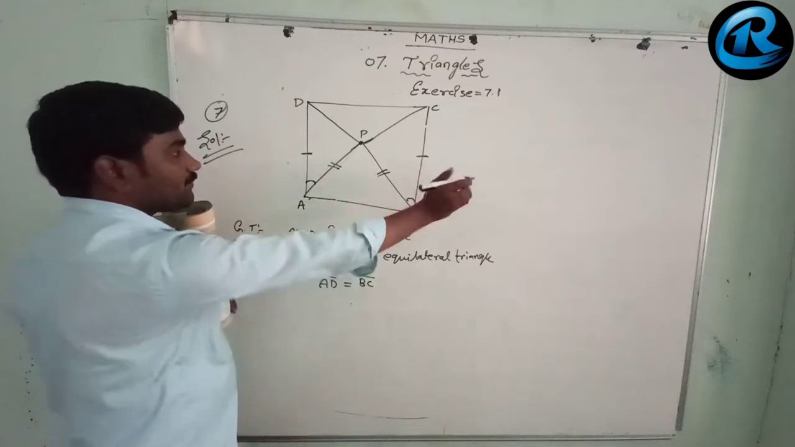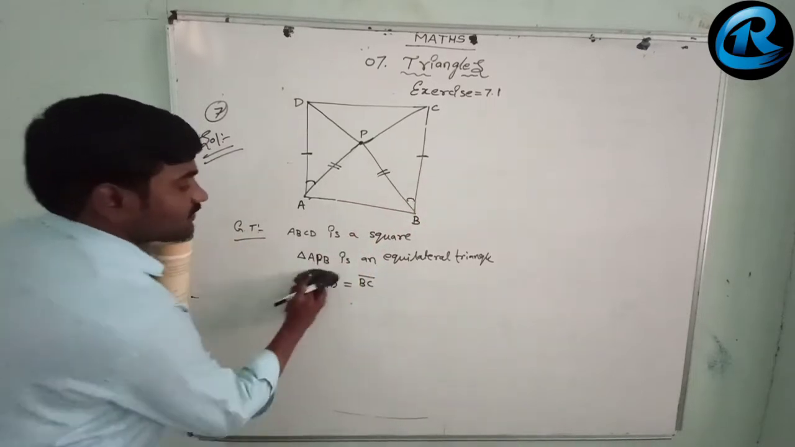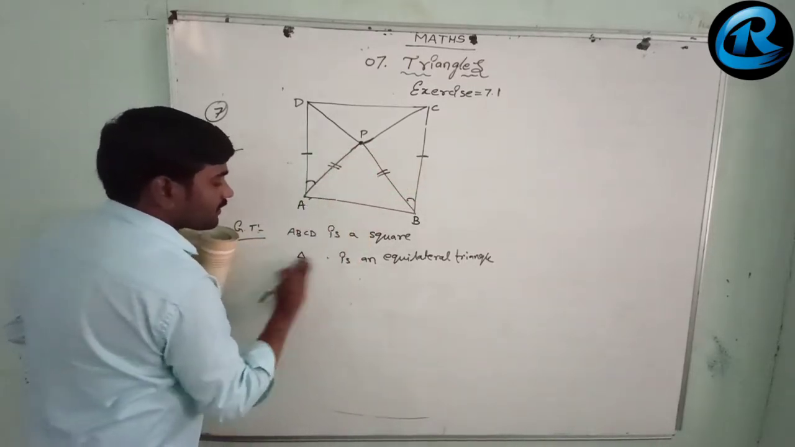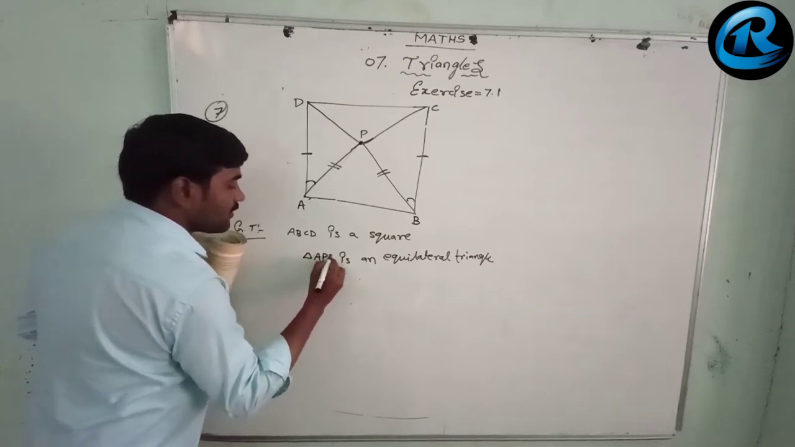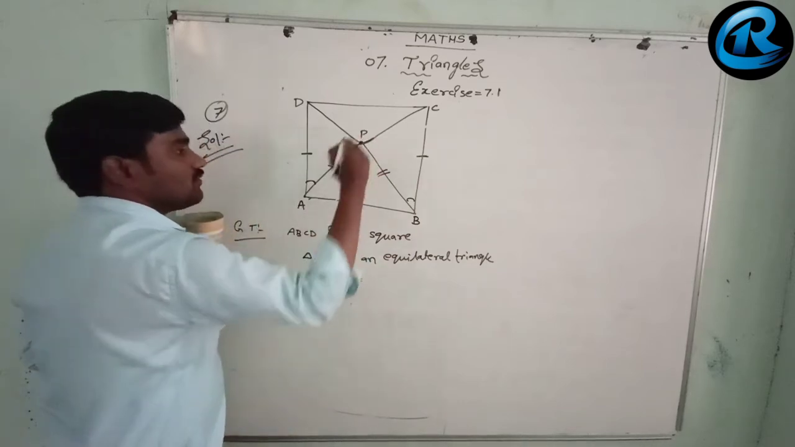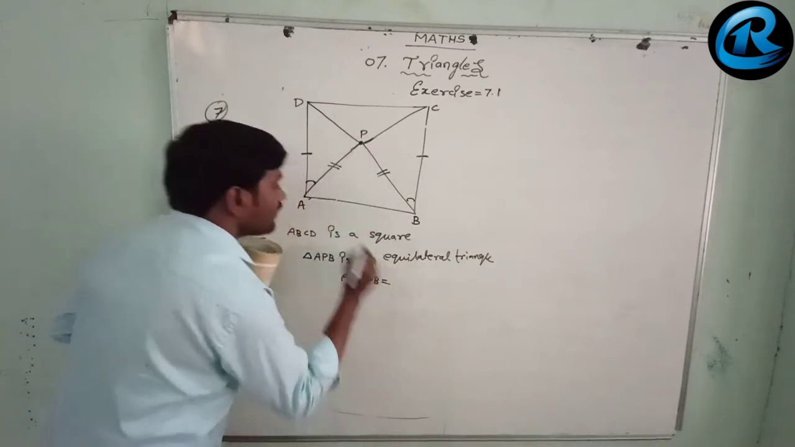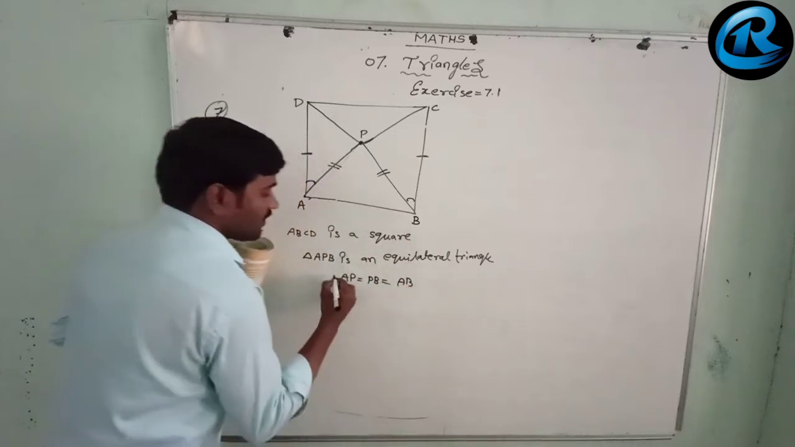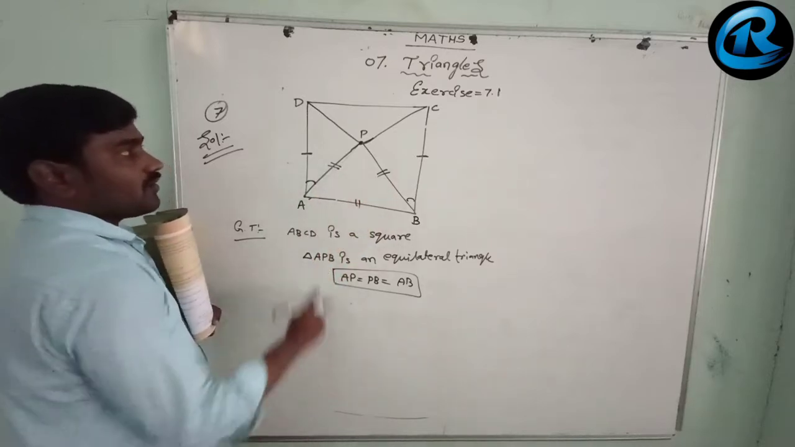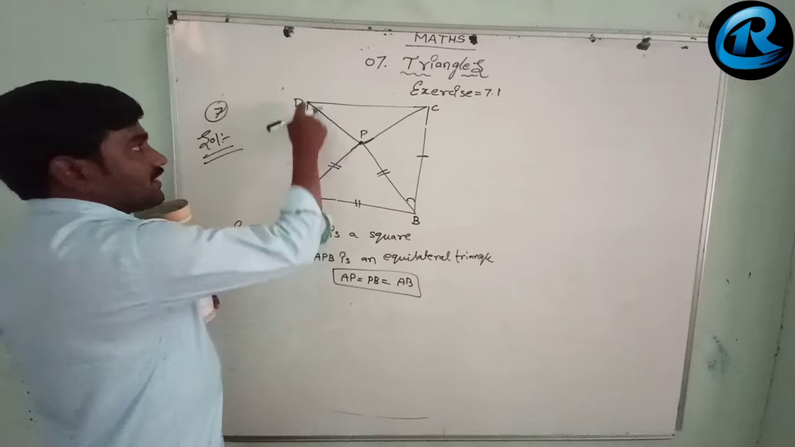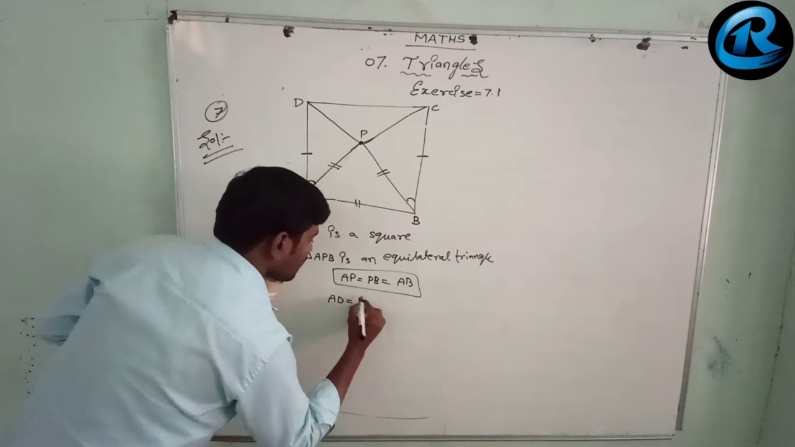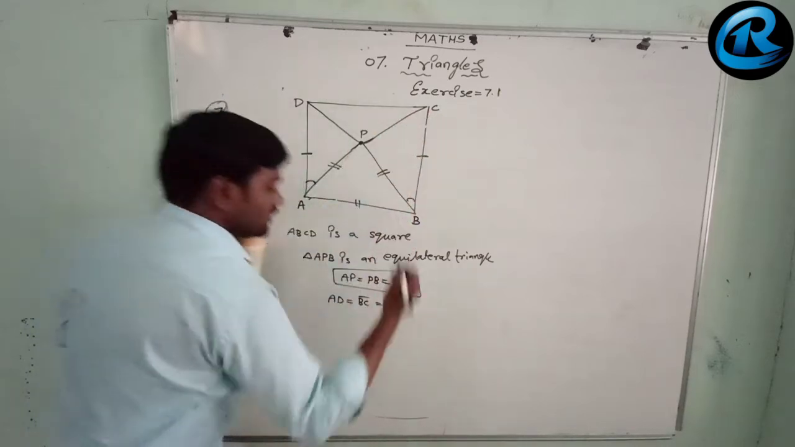Now he also gave that triangle APB is an equilateral triangle. So all these three sides will be equal, no? Where AP equal to PB equal to AB. All these three sides will be equal when it is an equilateral triangle. So I can put it like this. Now, as ABCD is a square, here AD is equal to BC is equal to AB equal to CD.